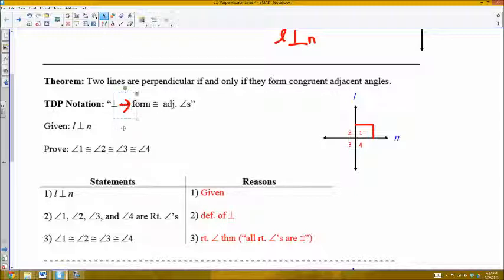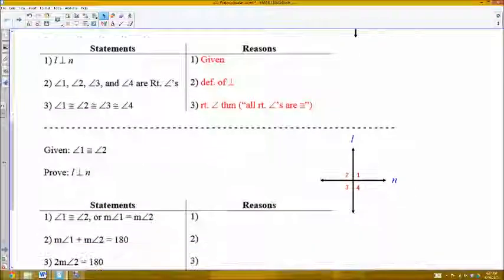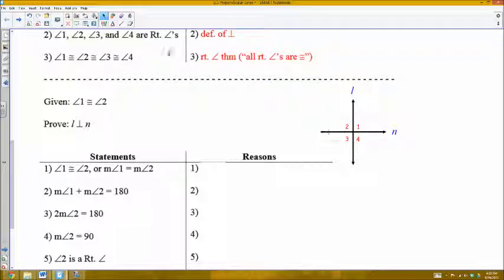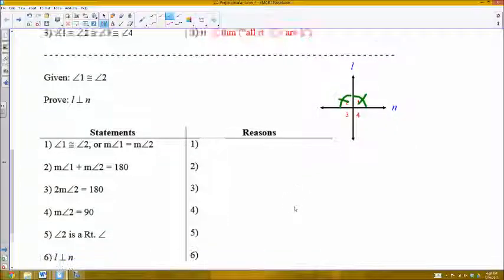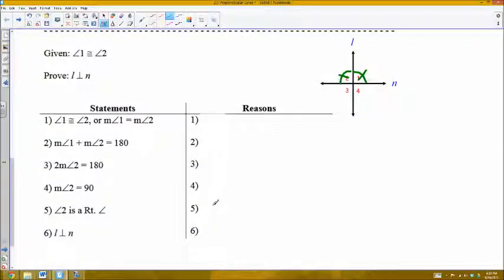The second direction is the other part of that biconditional, which is going from if I have congruent adjacent angles, then I can conclude that they are perpendicular. And that's what this second part says. Given a set of congruent angles, so knowing that angle 1 is congruent to angle 2, given that information, I should be able to prove that line L is perpendicular to line N. So taking a look at that, what I'd like you to do again is pause this video and see if you can fill in the reasons to this proof.